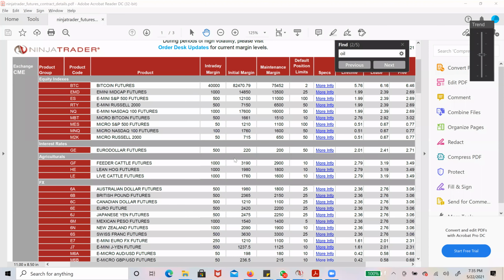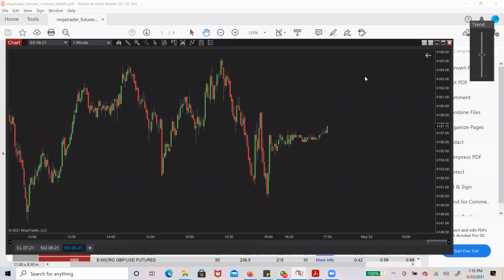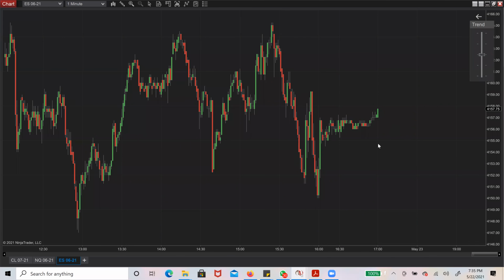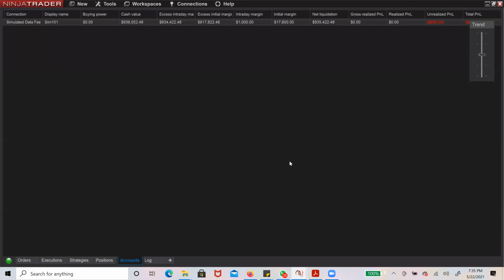Now, how much is it going to cost? Let's say I have $500, can I just go ahead and trade? Yes, you can, but how much is it going to cost me per transaction, or per position? This is what's going to happen.